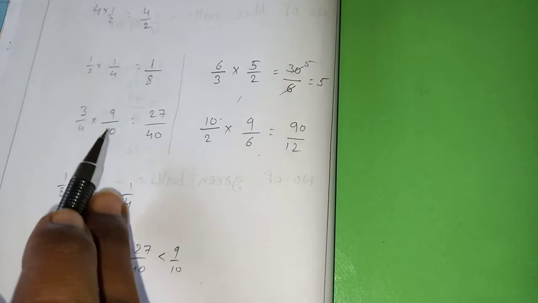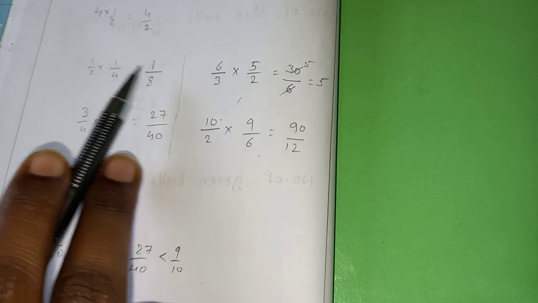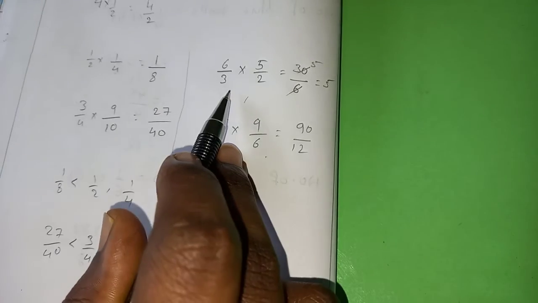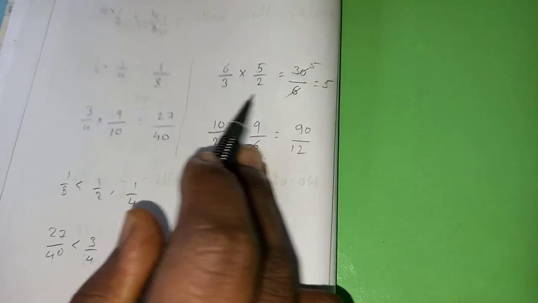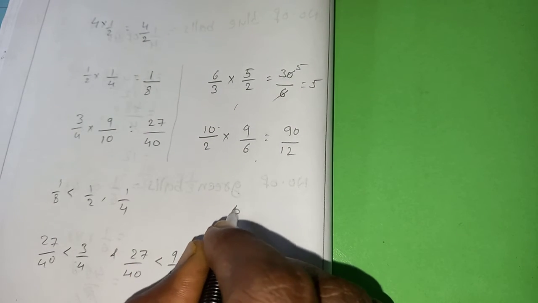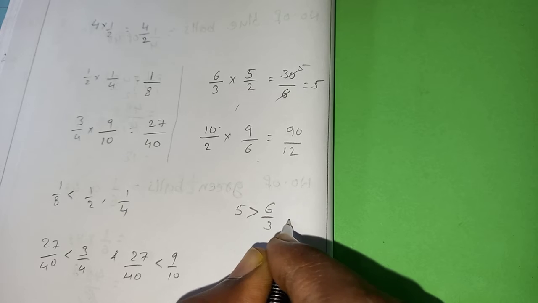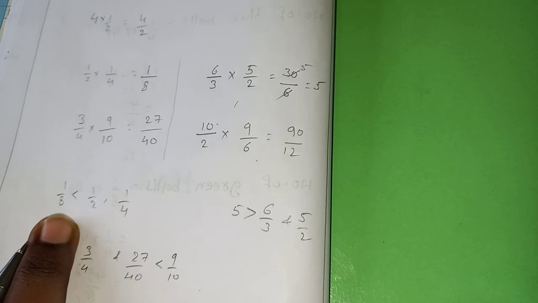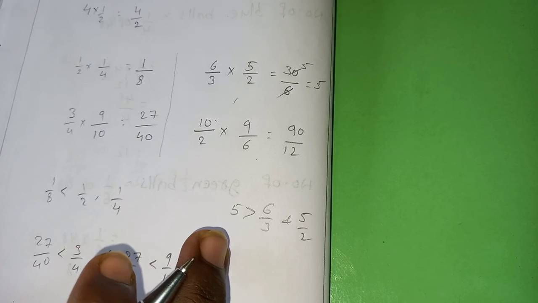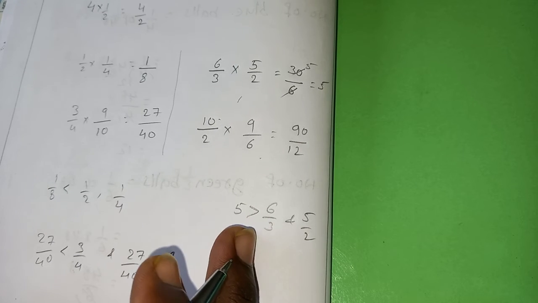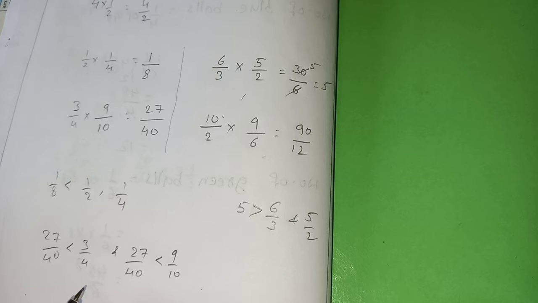Okay, in case of proper fractions, if you multiply two proper fractions, the value is always a lesser number than the multiples. In the same way, improper fraction is the reverse. If you multiply two improper fractions, you will get a greater number. Okay, 5 is greater than 6 by 3 and 5 by 2. Understand? If you multiply two improper fractions, you will get a bigger value. Understand? Shall we go to the exercise?